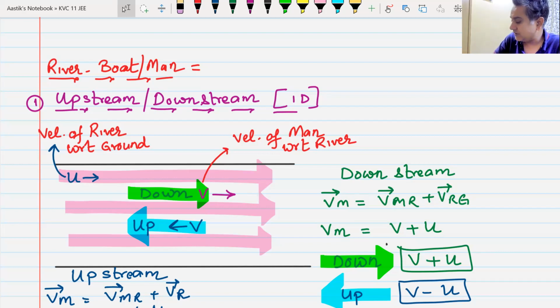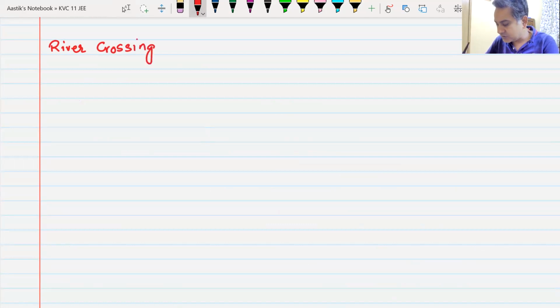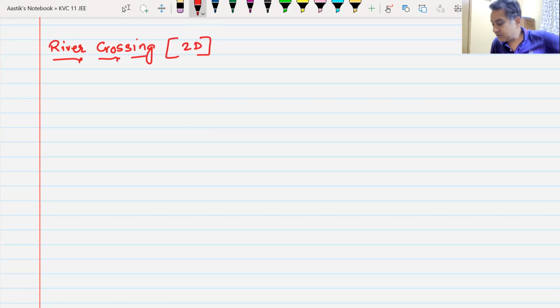Now what we are going to do is solve the question in which the man is going to cross the river. So the heading becomes river crossing question. As soon as we understand that it's a river crossing question, we must understand that the motion is going to happen in a plane, or the motion is going to happen in 2D. Now we are going to understand this river crossing thing in two cases.